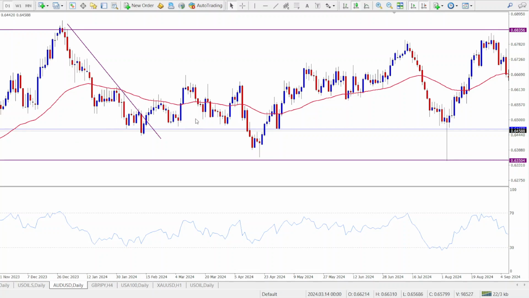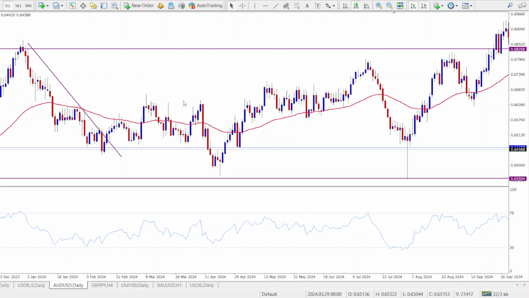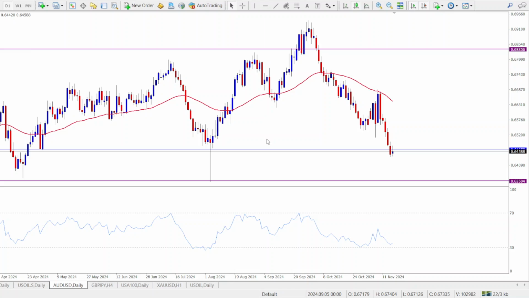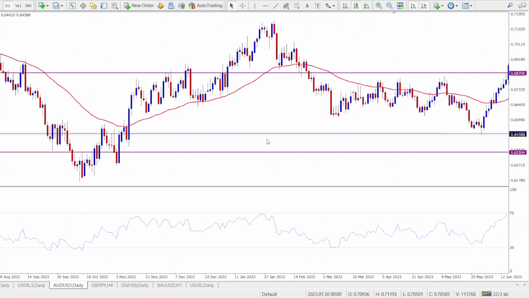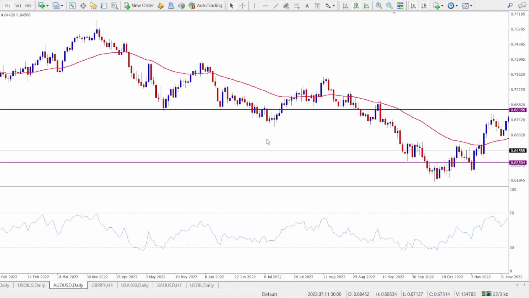So if you want to use this combination of the RSI and the moving average, it's better to use it in a trending market. You can decide to use either the SMA or the EMA. The 50 period moving average is a common choice for trend identification, but again, this depends on your preference. Like I said, this strategy is better suited for a trending market.